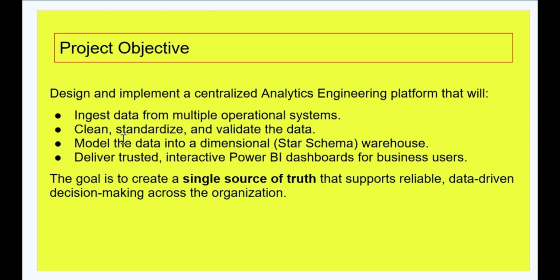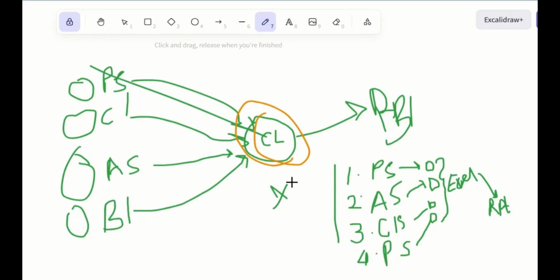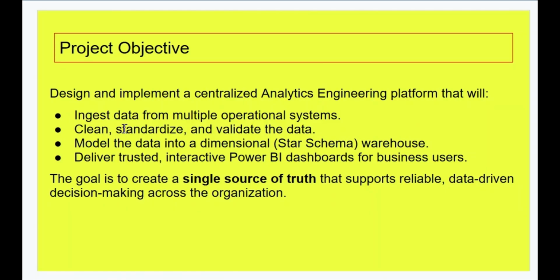And then after the data is in this centralized location, we can now clean and standardize the data: do the data cleaning, do the data transformation, and make sure that the data is in the right standard, in the right data type. We get rid of the null values, all those kinds of things. So we clean, standardize, and validate the data, and then we model the data into a dimensional warehouse.